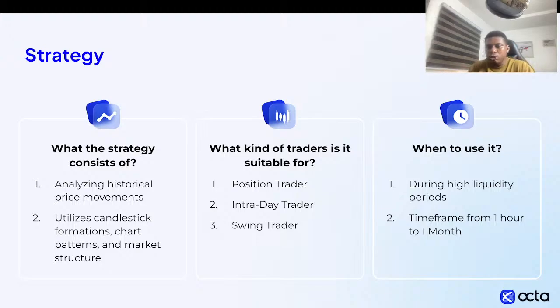And when do you use it? You can use it during high liquidity periods. You can use it within time frame from 1 hour to 1 month time frame.